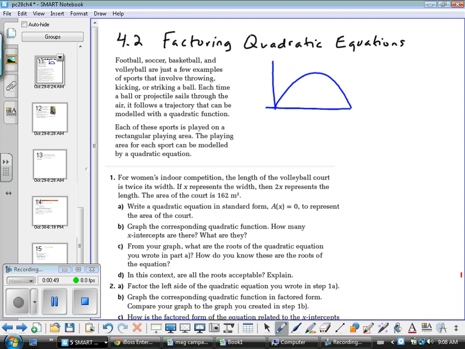When we looked at an example in the last chapter about the corral, it had a length and a width that both had an x in it, so you ended up with an x squared term. That's an example of that.